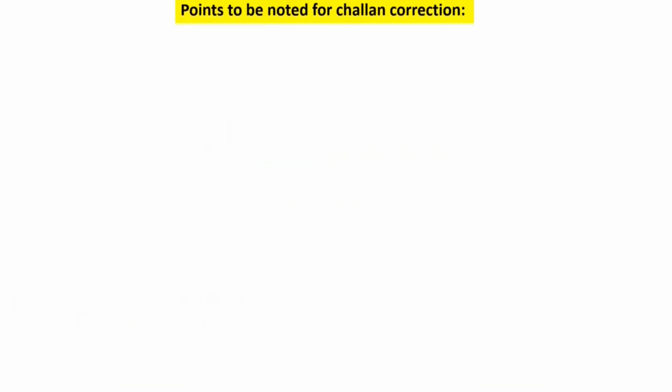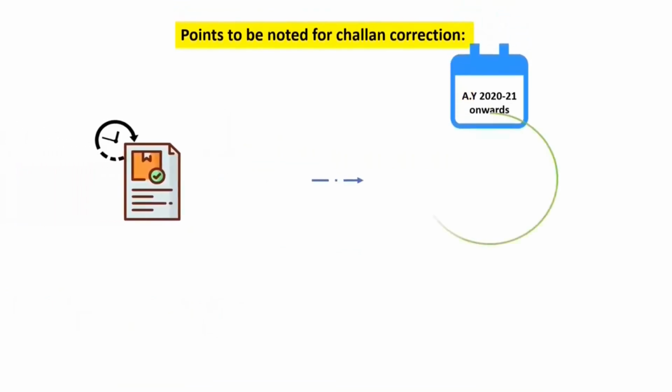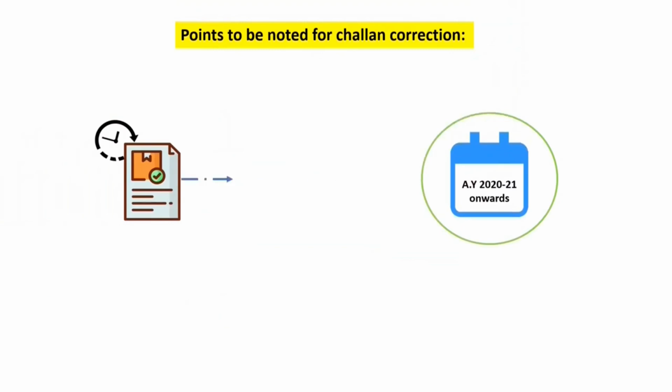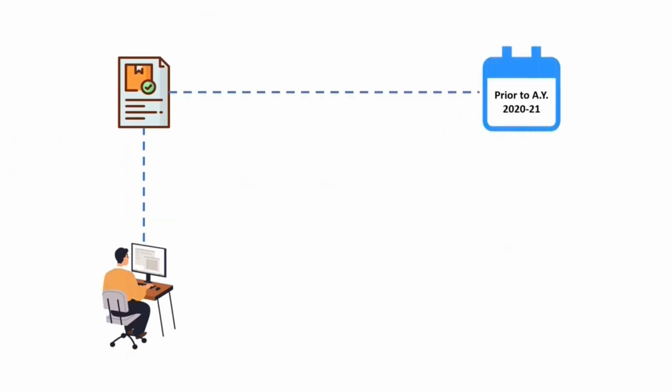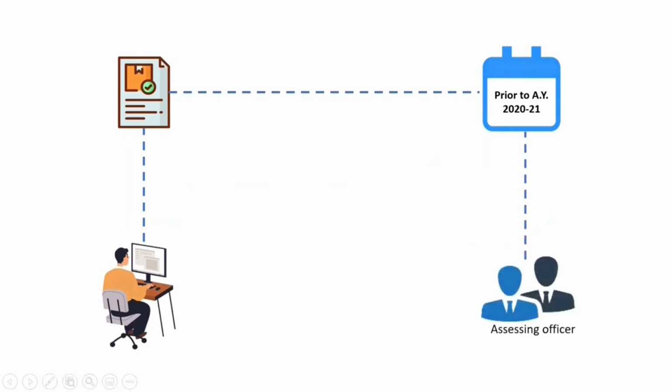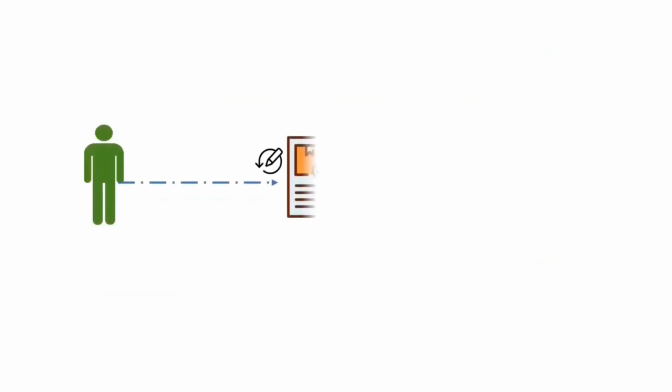Also, please note that the Challan correction service is presently available for challans pertaining to assessment year 2021 onwards. In case you wish to apply for challan correction pertaining to years prior to assessment year 2021, you are requested to approach the jurisdictional assessing officer. Also, please note that the challan correction request will be allowed only once on the e-filing portal for any submitted challan. If you wish to make further corrections in the challan, you are requested to approach the jurisdictional assessing officer.